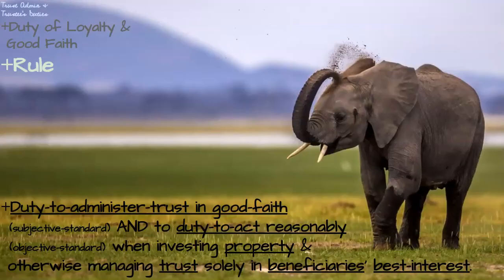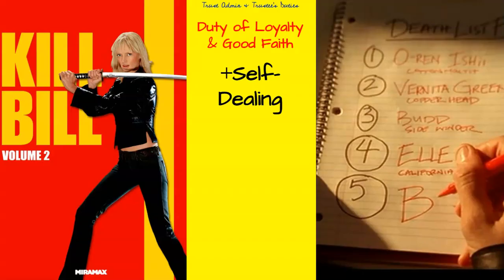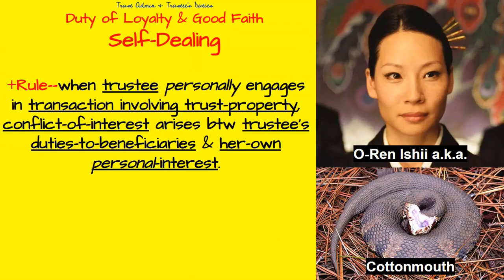Duty of loyalty and good faith. The rule. Duty to administer trust in good faith, subjective standard, and duty to act reasonably, objective standard, when investing property and otherwise managing trust solely in beneficiaries' best interest. Self-dealing. Rule. When trustee personally engages in transaction involving trust property, a conflict of interest arises between trustee's duties to beneficiaries and her own personal interest.